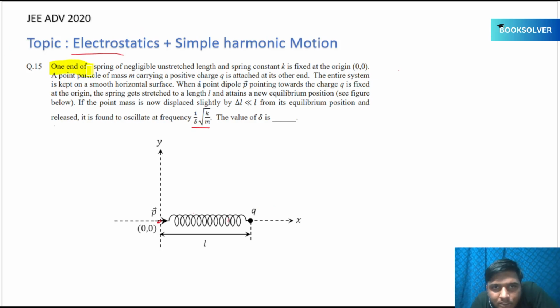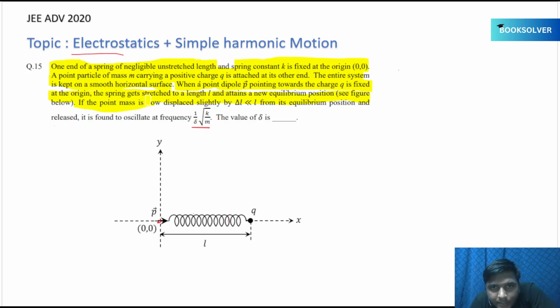We are given a spring of negligible unstretched length. Highlight this point: the spring's initial length is very small, and the spring constant K is fixed at the origin (0, 0). A point particle of mass m carrying some charge q is attached at the other end, and the entire system is kept on a smooth horizontal surface, which means no friction. When a point dipole is pointing towards the charge q fixed at the origin, the spring gets stretched to length L and attains a new equilibrium position.